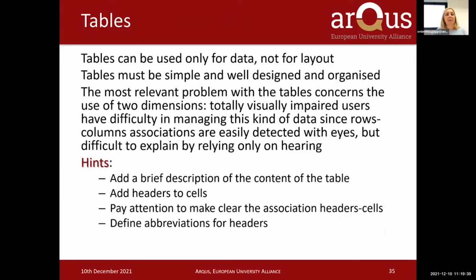Okay, another point that requires a lot of attention is the table. Tables are needed to display data, for example in scientific experiments, but they are a big problem for people that cannot see, because it has two dimensions. So totally visually impaired users have difficulty managing this kind of data, since they rely on the row-column association that is easily seen by sighted users, but is not so easy to describe, relying only on headers. Which are the hints?